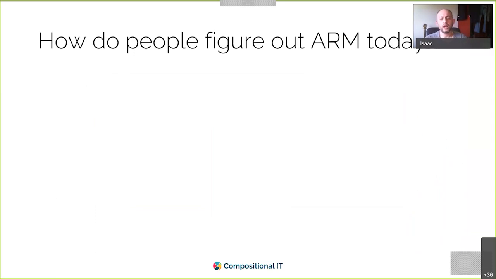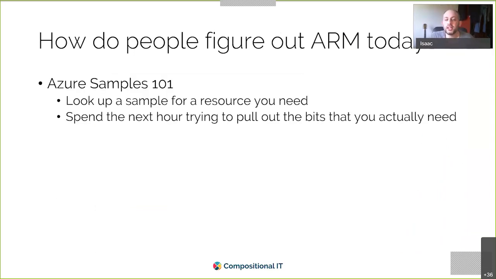So I would say when people are figuring out ARM today, they do kind of three steps. There's basically a website on GitHub. It's a GitHub repo, which is like ARM Templates 101. And it contains samples for all sorts of different use cases and scenarios. So you've got, you know, create a web app with a storage account, create a web app on VNet, and so on and so forth.